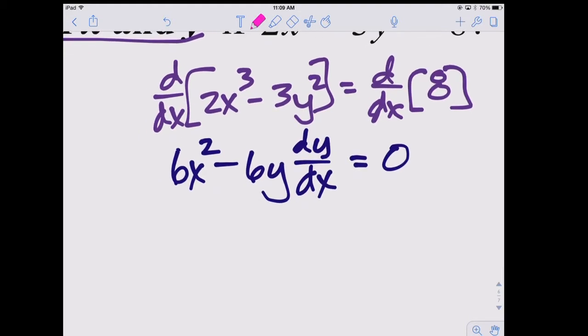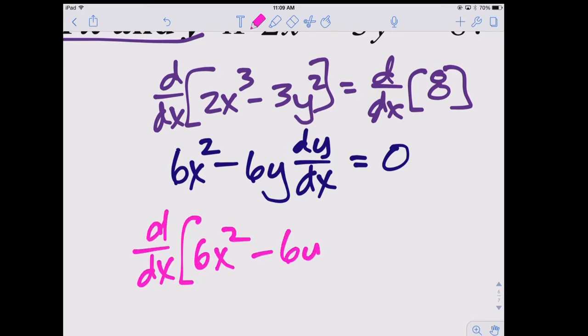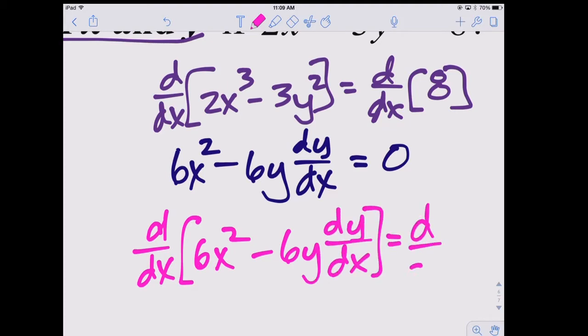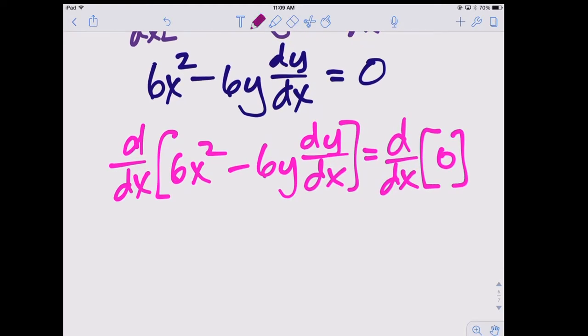If you know you need the second derivative, you know what you could do? You could take the derivative of both sides with respect to x again. Is that legal? It's very legal, right? As long as you do it to both sides. Since I needed the second derivative, let's go ahead and do that. Let's see what we end up with. Derivative of 6x squared is 12x. Now notice what I have to use in the second term. That is now 6y times dy dx.